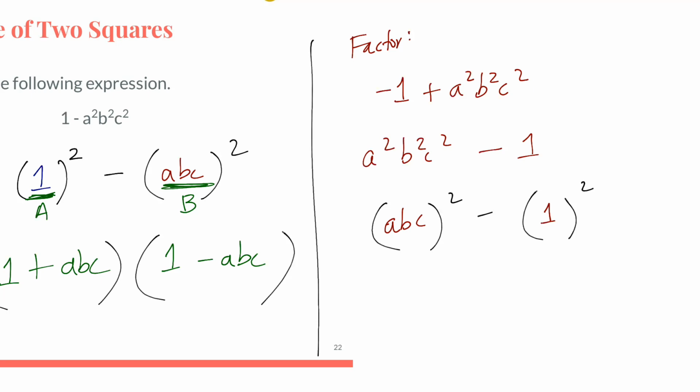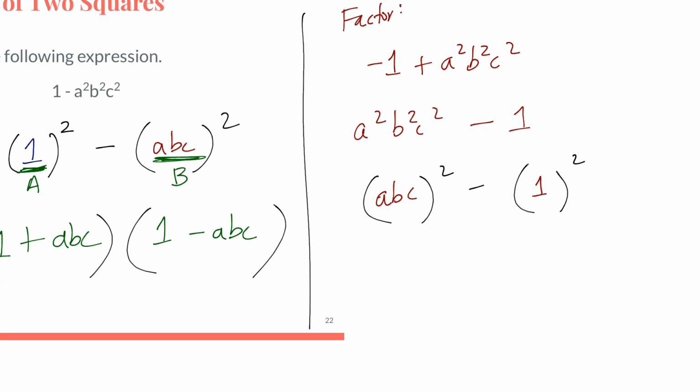If they are both negative, then it can be an issue. But as long as one of them is negative and you can express both of them like this, you can use difference of squares. You'd get ABC plus 1 and ABC minus 1.